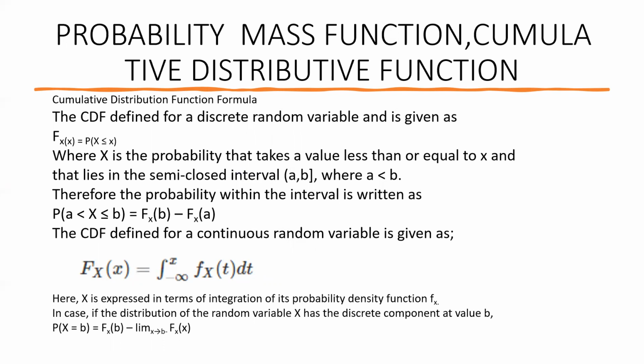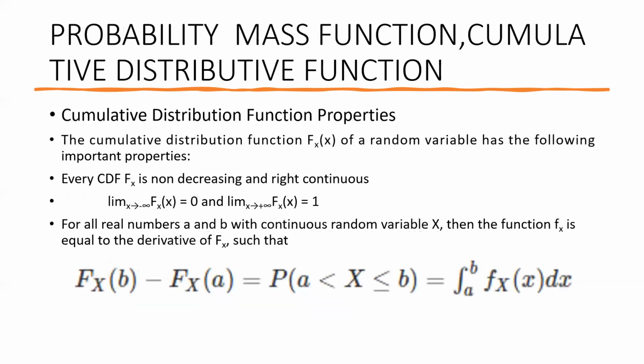The CDF defined for a continuous random variable is given as F_X(x) = integration of minus infinity to x f_X(t) dt. Here x is expressed in terms of integration of its probability density function f_X. In case the distribution of the random variable X has a discrete component at value b, P(X = b) = F_X(b) − limit x to b⁻ F_X(x).